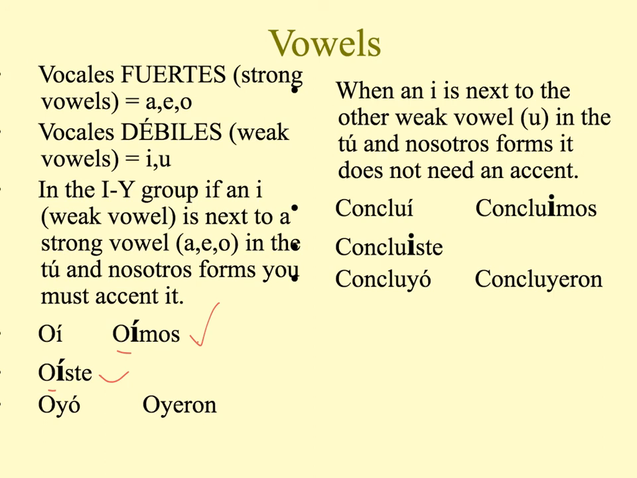If it's next to a weak vowel, like with concluir, I and U are weak. Okay? They're just both weak vowels. They're just chilling. They're not fighting for control. Okay? That one is not trying to beat up or dominate the other. So neither of those need accents.